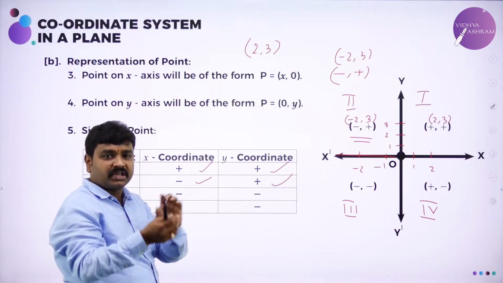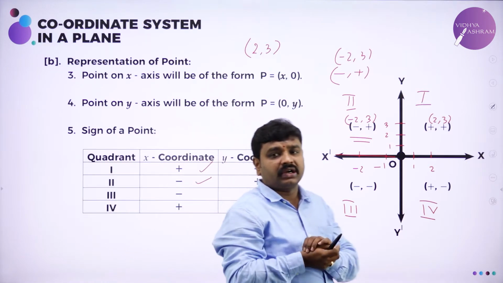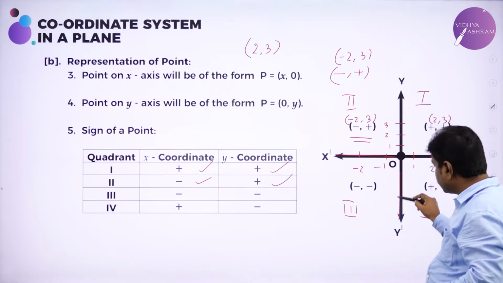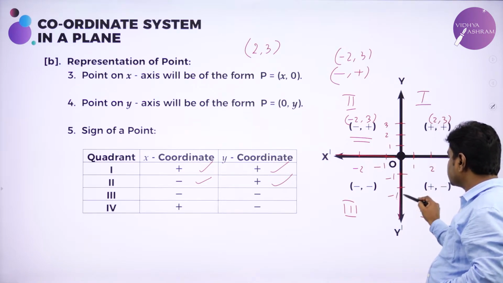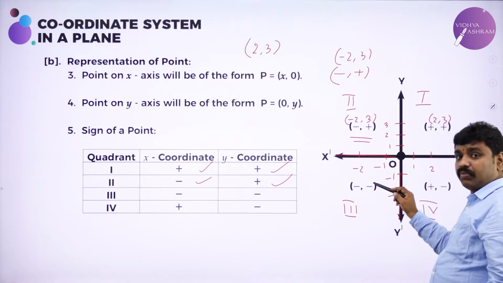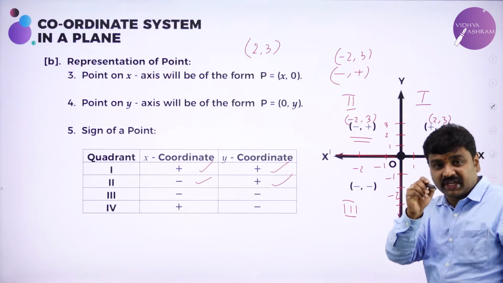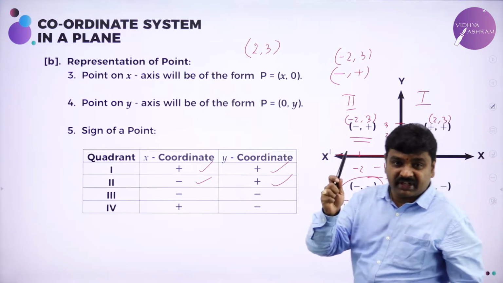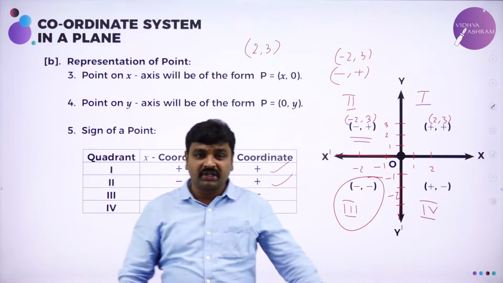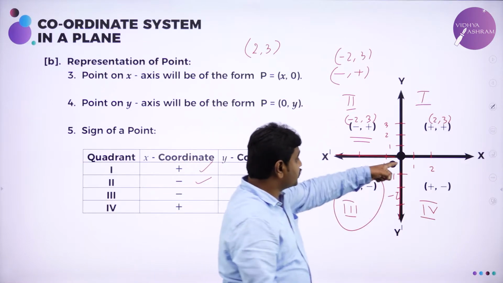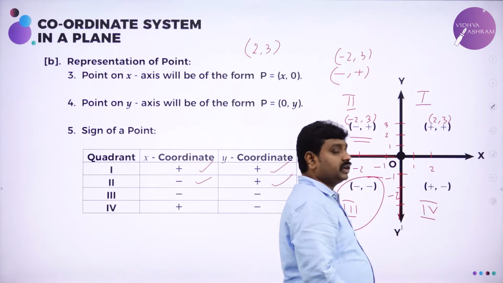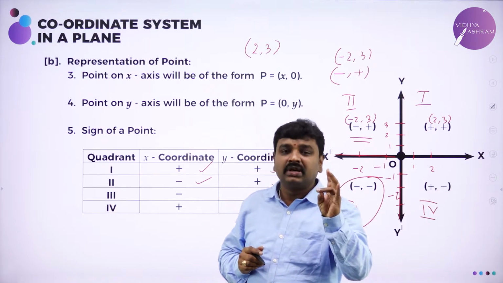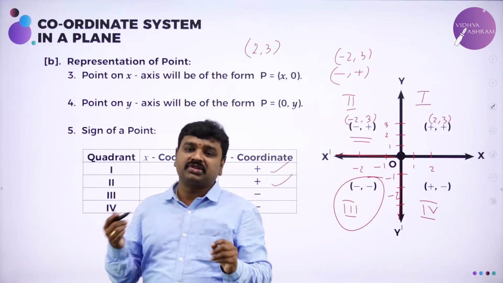If I give minus, plus, it belongs to which quadrant? Second quadrant. Third quadrant, if both are negative. See here, x is also negative, y is also negative. Here for y we count minus 1, minus 2, minus 3 like that. If x and y both are negative, then the point will be in the third quadrant. If x and y both are negative, then the point belongs to what? Third quadrant. And x positive, y negative, fourth quadrant. So memorize this: plus plus, minus plus, minus minus, plus minus.